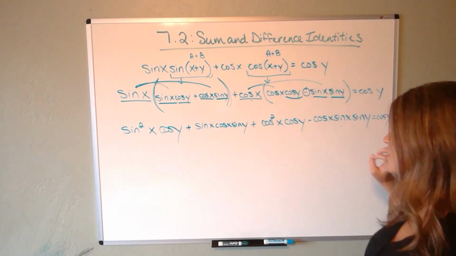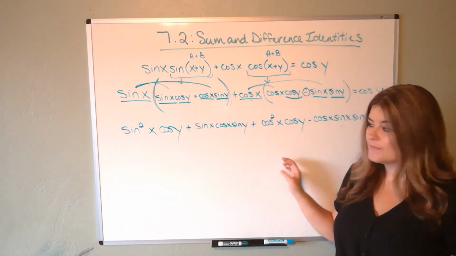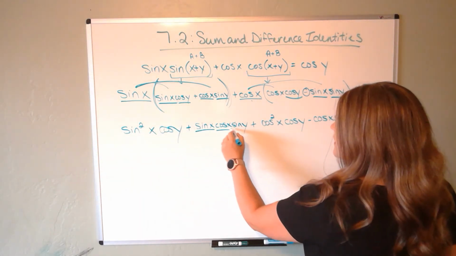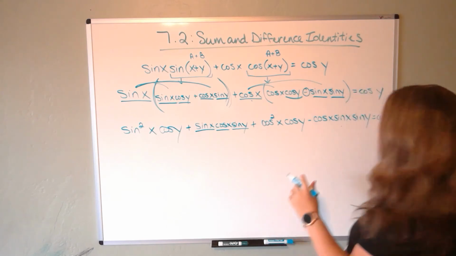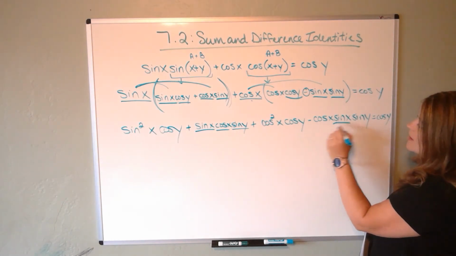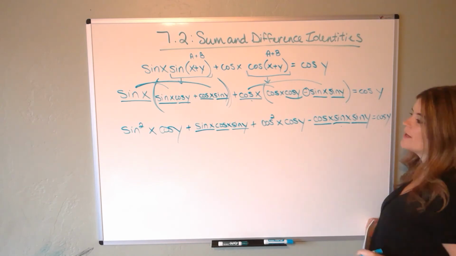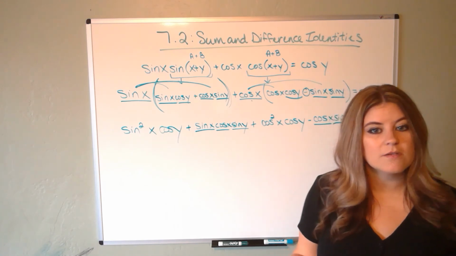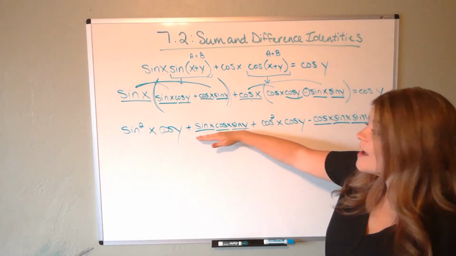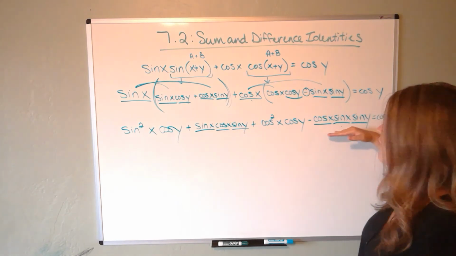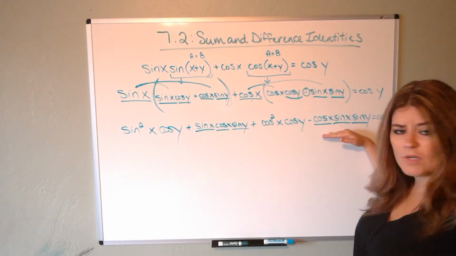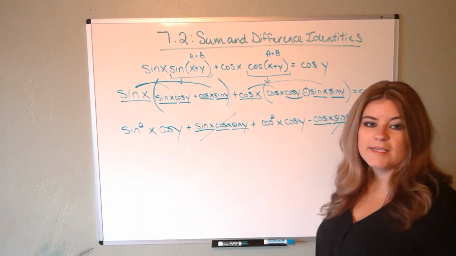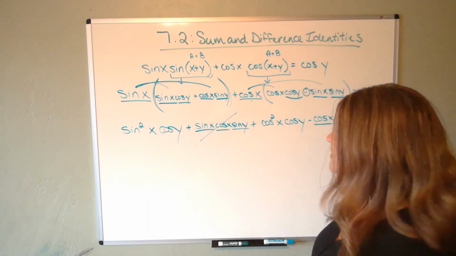You guys, do I have any like terms here? It's hard to see because they're a little out of order, but this term has sine x, cosine x, and sine y. What does this term have? Well, here's sine x, cosine x, and sine y. You guys, these are like terms. They don't have to be in the exact same order because it's just multiplication, right? So I have plus that term here, and I have minus that term here. What can I do with that? They cancel each other out, guys. And that is where it gets better, right?